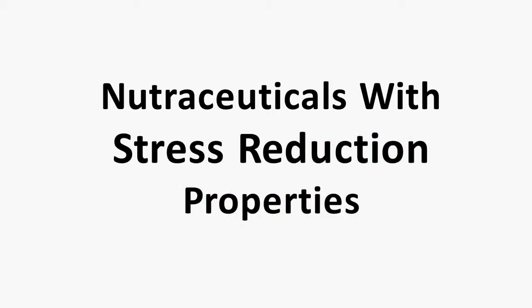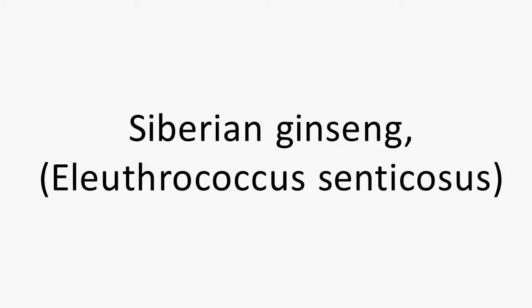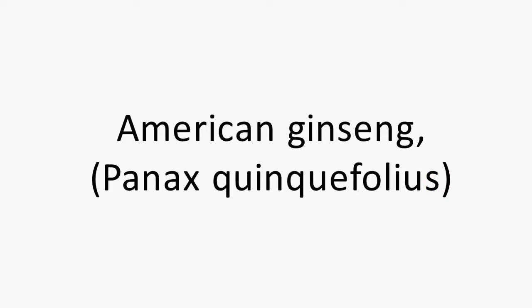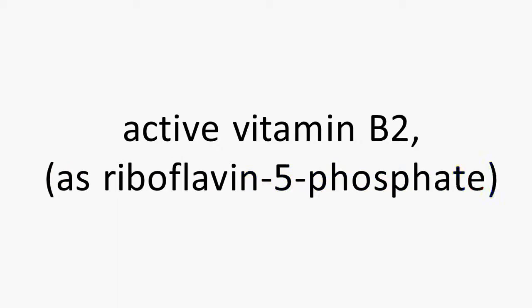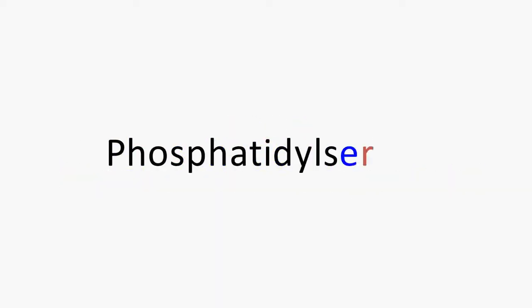Nutraceuticals with stress reduction properties. Ashwagandha, rhodiola rosea, Siberian ginseng or Eleutherococcus senticosus, American ginseng or Panax quinquefolius, active vitamin B2 as riboflavin 5-phosphate, active vitamin B6 as pyridoxal 5-phosphate, L-tryptophan, L-glycine, GABA, phosphatidylserine, and vitamin C.